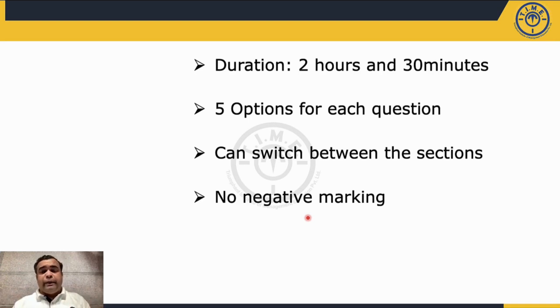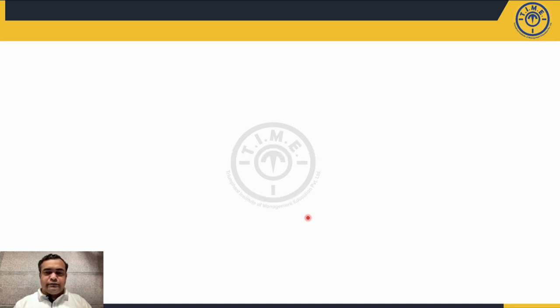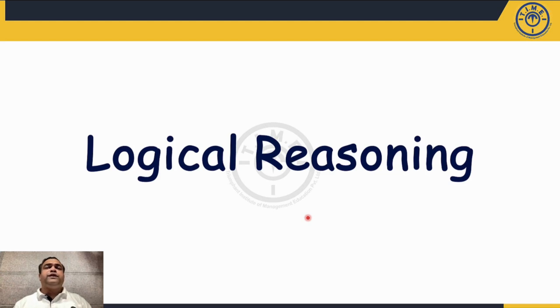Though the overall paper pattern is the same as the first and second slot, if you look inside each section, the situation was not the same. There were a lot of changes within the sections, so let's do a detailed analysis of each section. Let me go ahead. The first section was the logical reasoning part.